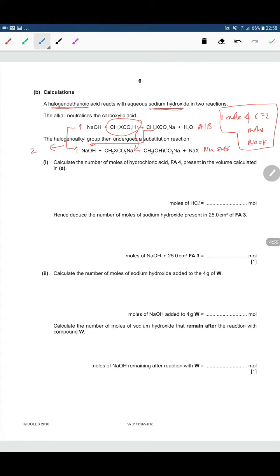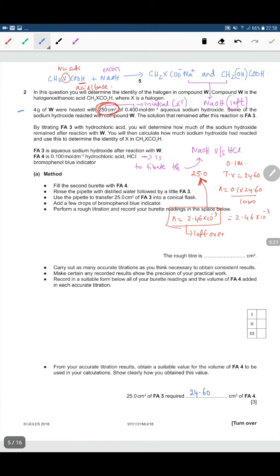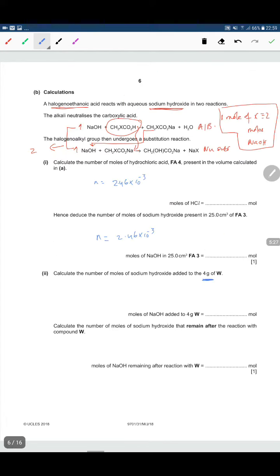So calculate the number of moles of HCl. We calculated that at the back to be 2.46 times 10 to the minus 3 mole. Then deduce the number of moles of sodium hydroxide present in 25 centimeter cube. That was 2.46 times 10 to the minus 3, because HCl and sodium hydroxide react 1:1. Then calculate the moles of sodium hydroxide added to the 4 gram. That number of moles is 250 times 0.4 divided by 1,000. So that would be 0.1 mole, I think.